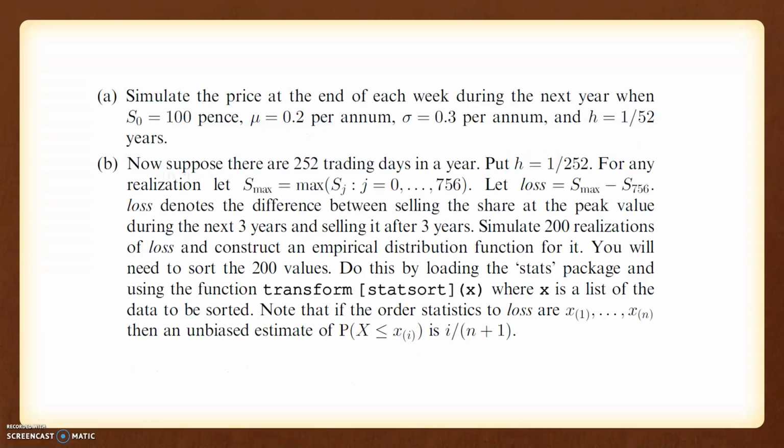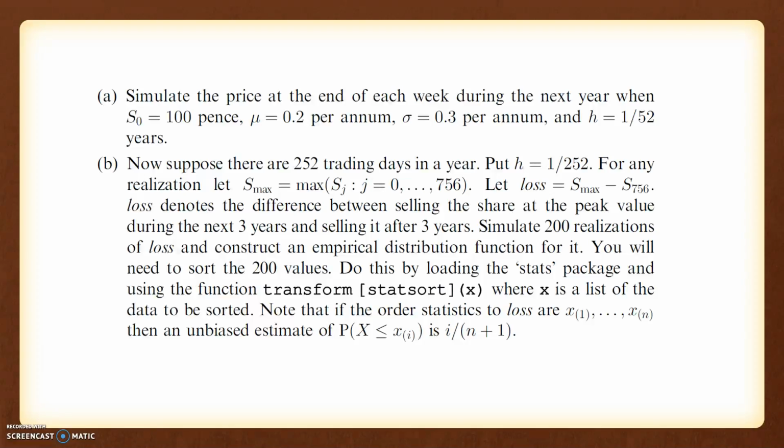So basically we have two questions we have to answer. We're first going to simulate the price at the end of each week during the next year when S0 is equal to 100 pence, nu is 0.2 per annum, sigma is 0.3 per annum, and h is 1 over 52 years. And then the second one, we're going to suppose that there are 252 trading days in a year. Our h here is 1 over 252.